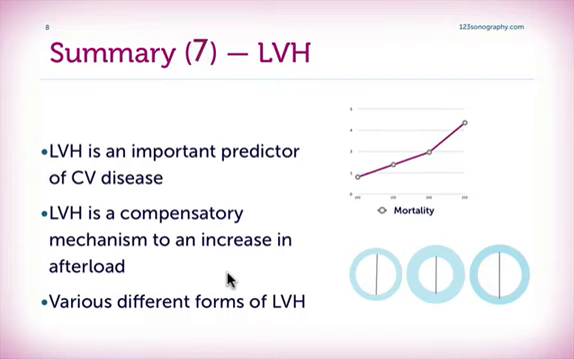LVH is an important predictor of cardiovascular disease. The degree of LVH is related to mortality. It is a compensatory mechanism to an increase in afterload, in particular in patients with hypertensive heart disease, but also in patients with aortic stenosis. There are various different forms of LVH depending on the size of the left ventricle.